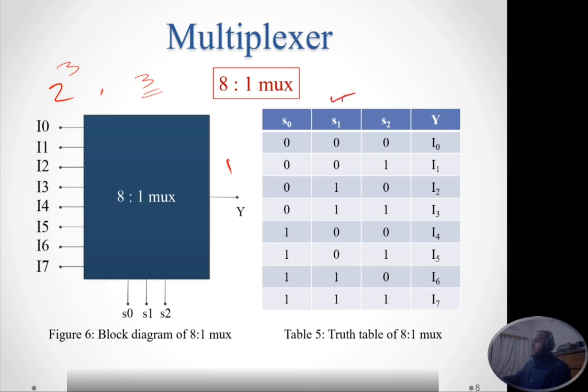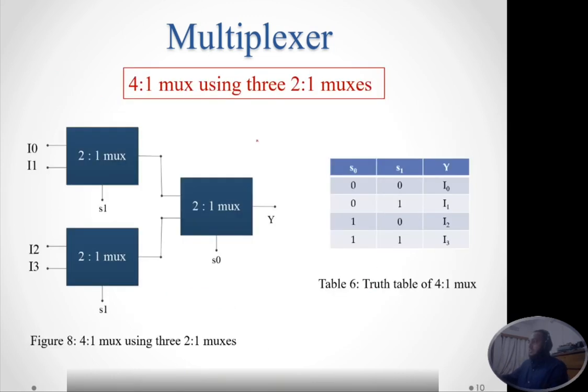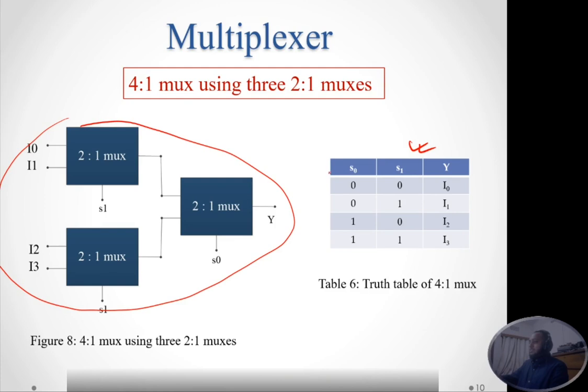So this is the truth table of 8:1 mux, and this is the block diagram. Similarly, this is the block diagram of a 16:1 mux. Now let's construct a 4:1 mux using 3 2:1 muxes. This is the logic diagram, and this is the truth table of 4:1 mux.